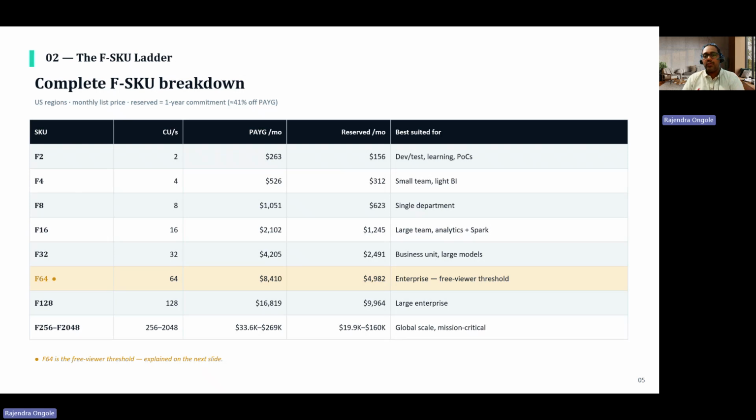Suppose you are enrolled on a monthly basis, there should be some charges. If you consume the complete yearly package, there should be some reduction. Likewise, if you're observing the F2 capacity SKU, 2 capacity units, pay as you go is the usual charges, no discounts, and the reserved is something like 156. Likewise, the other capacity unit SKUs have to be triggered.